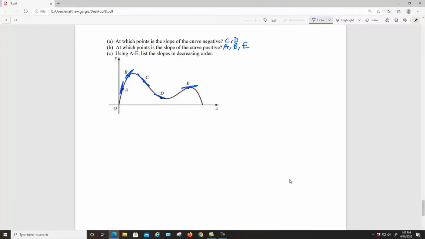Okay. Then it says list the slopes in decreasing order, so the largest to the smallest. Alright, so the largest would be positive, and your steepest line looks like it would be A, and it looks like B would be the next steepest, and then E is barely positive. So I would say A, B, E, and then C and D are negative. It looks like C is steeper than D, so I would say D and then C. And that's all.